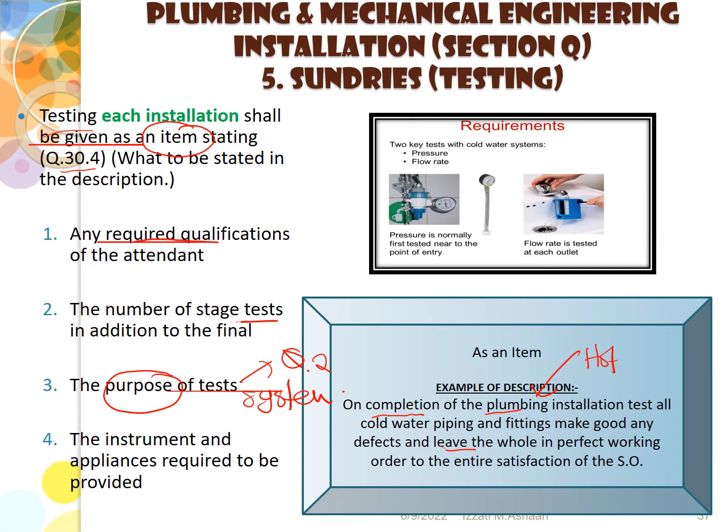Why do we have to mention making good any defects? Because we have the defects liability period where that one has to be rectified and has to be made good by the contractor itself within the defects liability period. This is the system that you have to make sure that there is no blockage, the access has to be carried out so that the water can flow properly and so on.